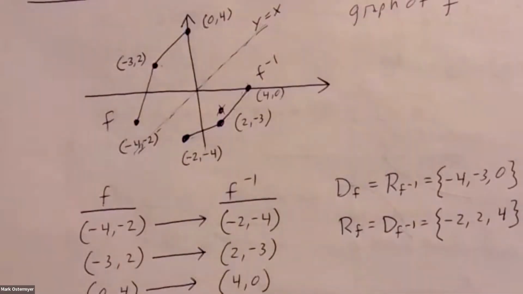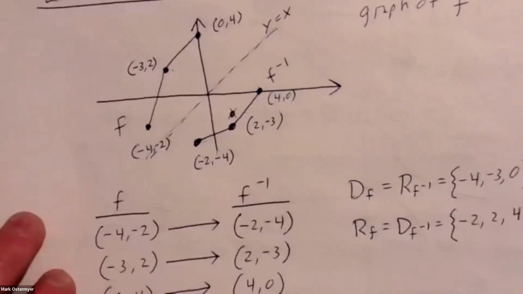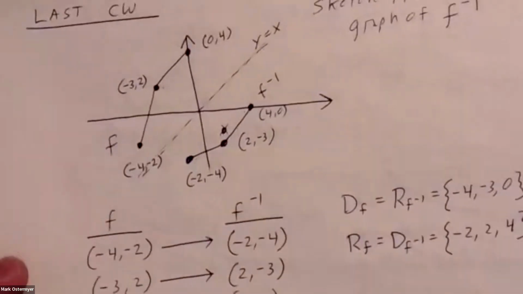And like I said, graph paper should probably be used to see that symmetry more clearly, but that's always true when you graph a function and its inverse. You always have that symmetry with respect to the line y equals x.